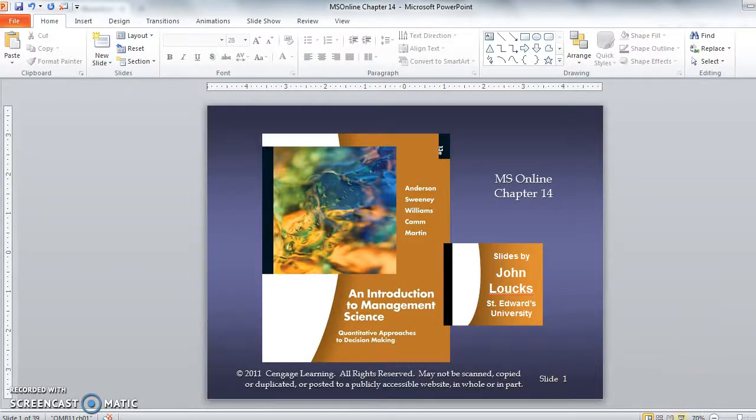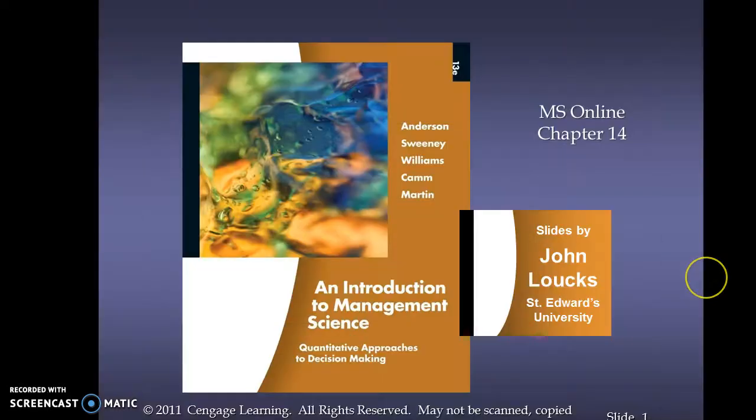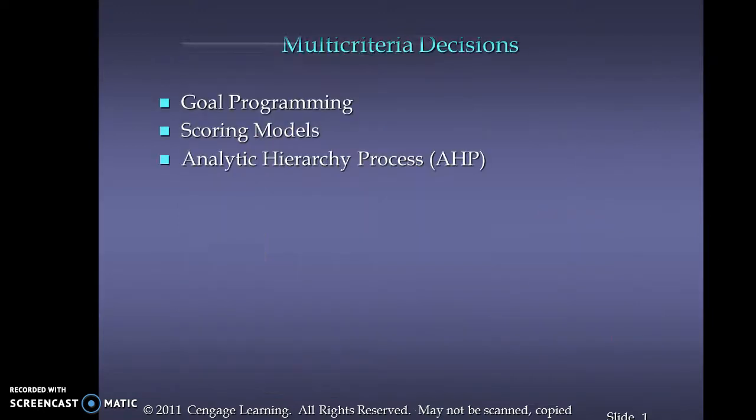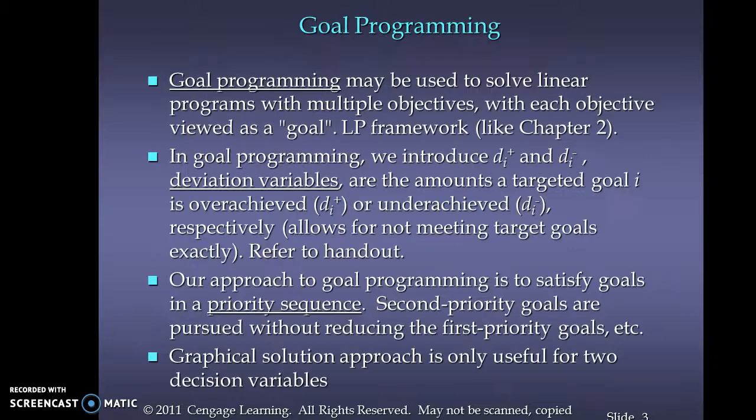Well, hi everyone. Welcome to chapter 14 of our text. There are three principal topics we're going to go through and review and learn about with regard to multi-criteria decisions. That meaning, of course, that you've set more than one criterion as the basis upon which to make your decision. And there are these three techniques we're going to explore: goal programming, scoring models, and analytic hierarchy process.